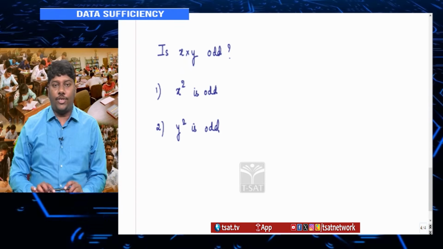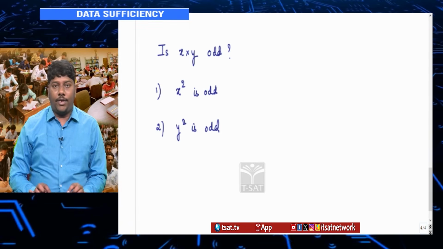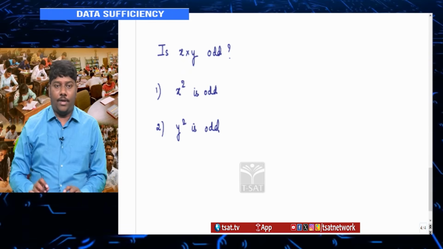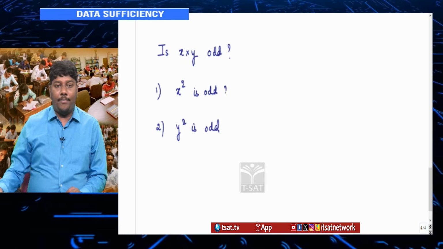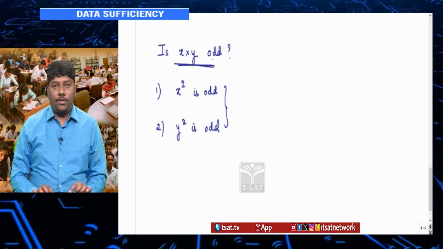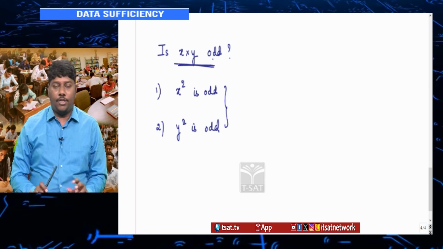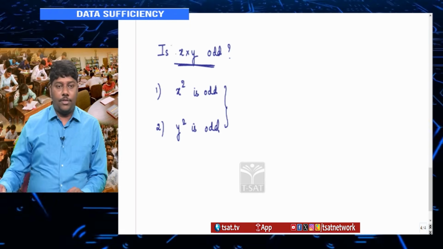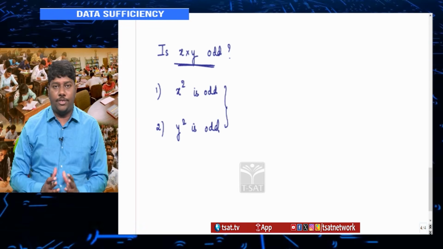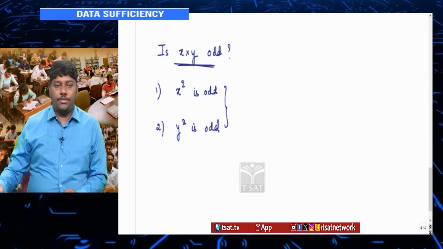If you combine and check it, x is odd, y is odd, therefore, x into y is also odd. So, therefore, I would say what? Answer is by combining both, you can answer the question. Therefore, what is your answer? You can say answer is C because by combining them, you can say. So, based on the question, by combining it, maybe it's option D or C based on the options.